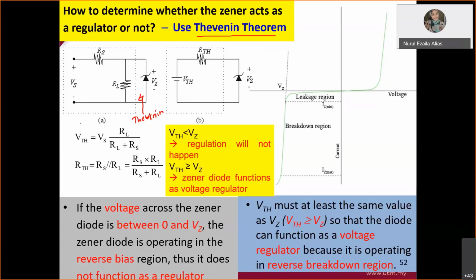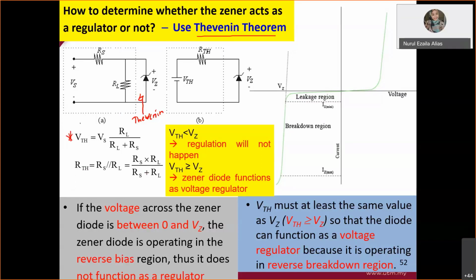So V Thevenin here is equal to... anyone? V Thevenin across from here. Therefore, it is a voltage divider. We are taking RL over RL plus RS times VS. Then you get the R Thevenin, where you short this VS, and you get RL parallel with RS equals this value. Now you get your value V Thevenin here.